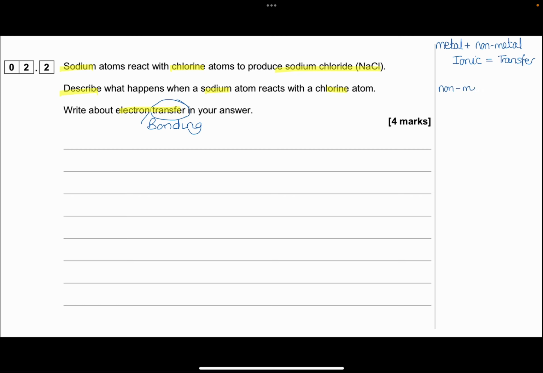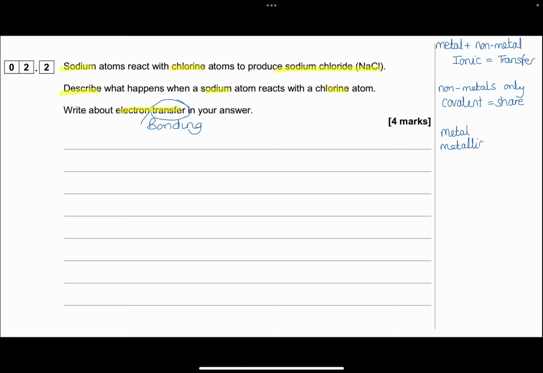If you've only got two or more non-metals, then it is covalent. The key word for covalent is it's a sharing of electrons. They don't move from one atom to another. They're shared between the outer shell of more than one atom. And if you only have a metal, then that is metallic.